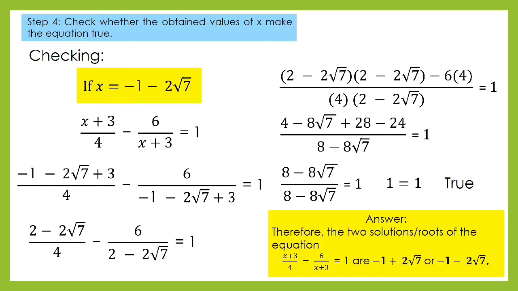Our answer for our example, therefore, the two solutions or roots of the equation x plus 3 over 4 minus 6 over x plus 3 equals 1 are negative 1 plus 2 square root of 7 or negative 1 minus 2 square root of 7.